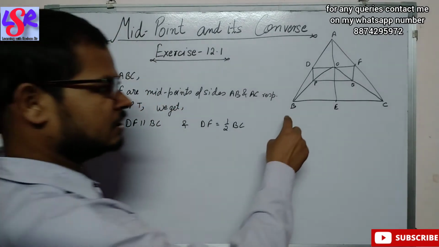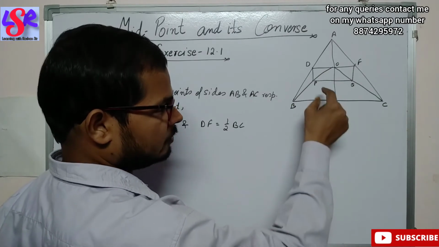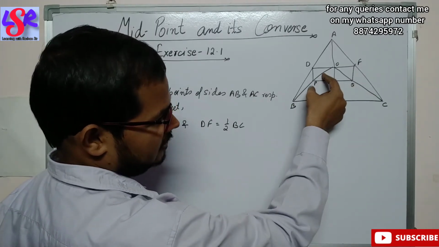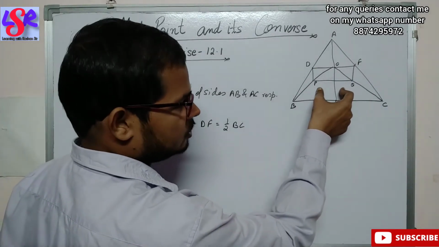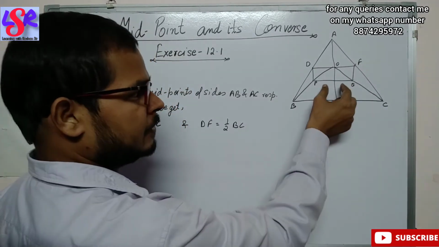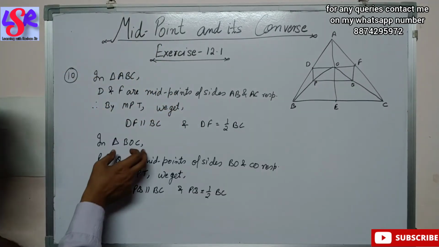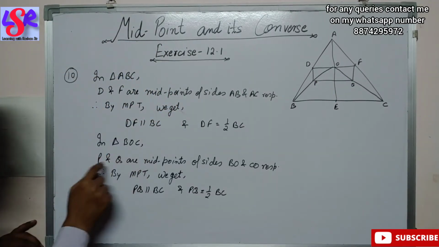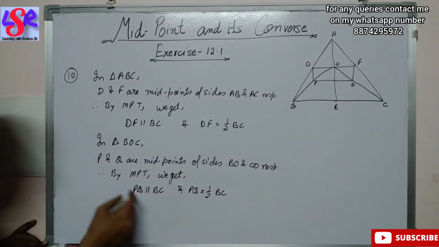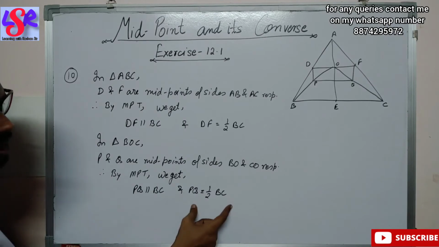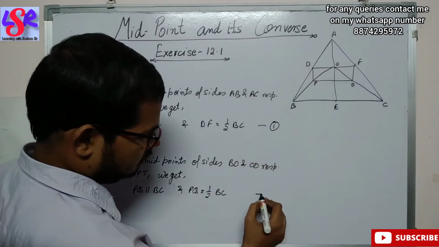Now we'll take the triangle BOC. In triangle BOC, P and Q are the midpoints of the sides BO and CO respectively. Therefore, we can apply the midpoint theorem here too, and we get PQ is parallel to BC and PQ is half of BC. Let this one be equation number 1 and this one be equation number 2.